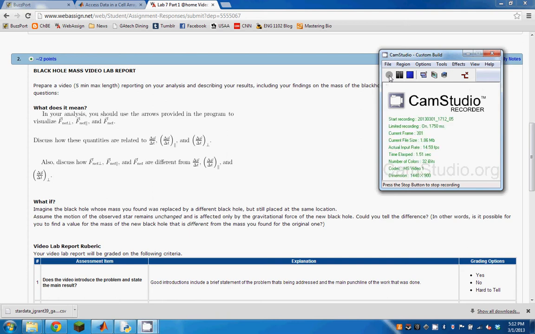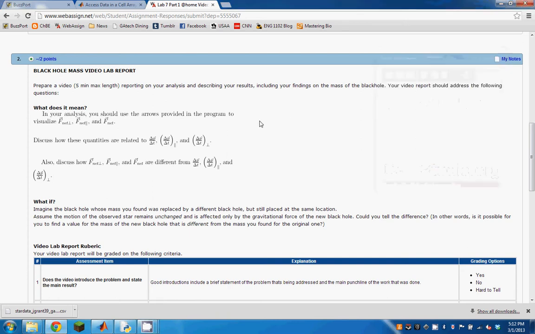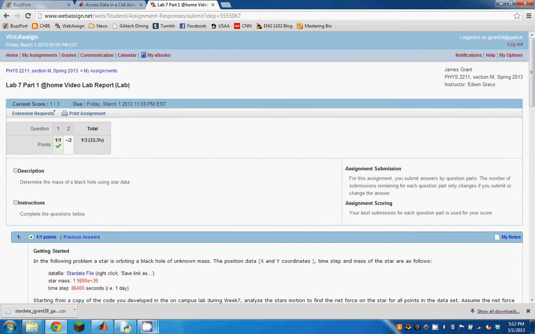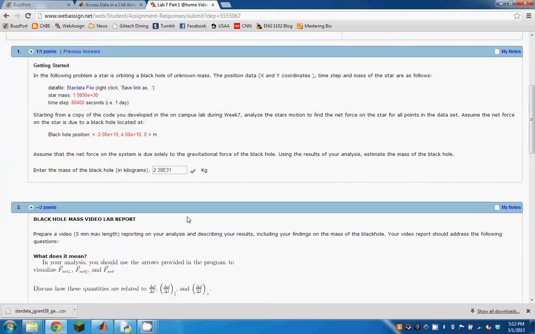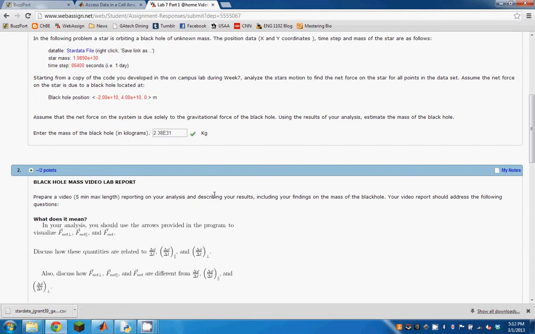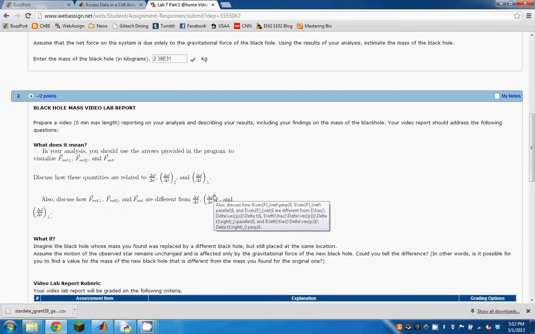So today we're doing this physics lab 7 at home. As you can see, I got the mass of the black hole in kilograms, so my data is right. And so our main problem is trying to find the mass of that black hole.